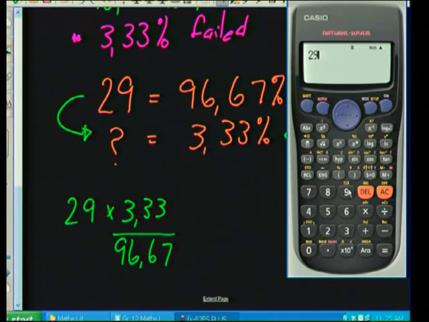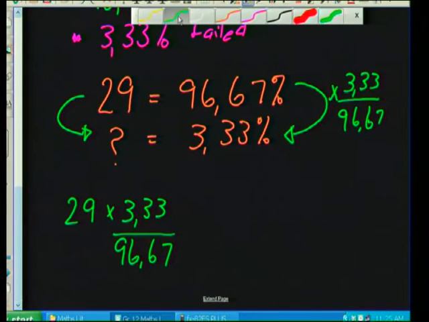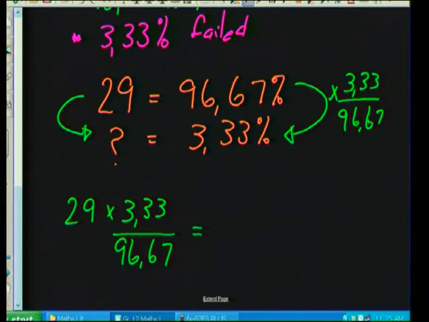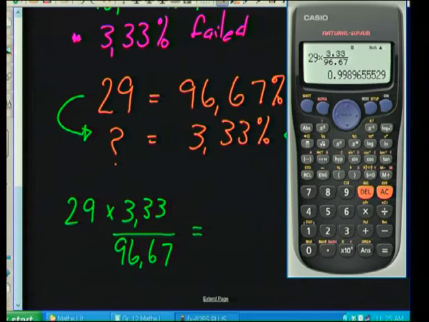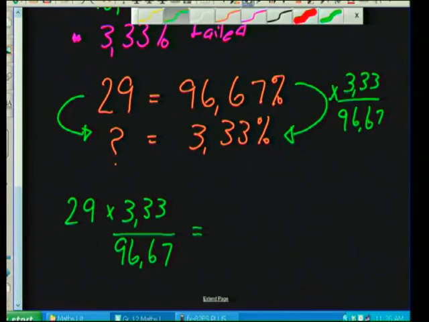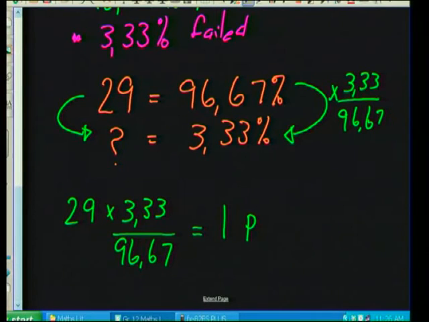So let's do this on our calculator, and I'm going to say 29 and I'm going to times it, and that's right, I'm going to use the fraction button, 3.33 over 96.67, and I get an answer of 0.998. But remember, I'm dealing with people. Okay, so I'm dealing with numbers. So I always write in that answer. So let's go back to a 0.998. In fact, if I'm going to round it off, it's going to be 1. But if it's not rounded off exactly, I want you to write it in. So it's 1 person.